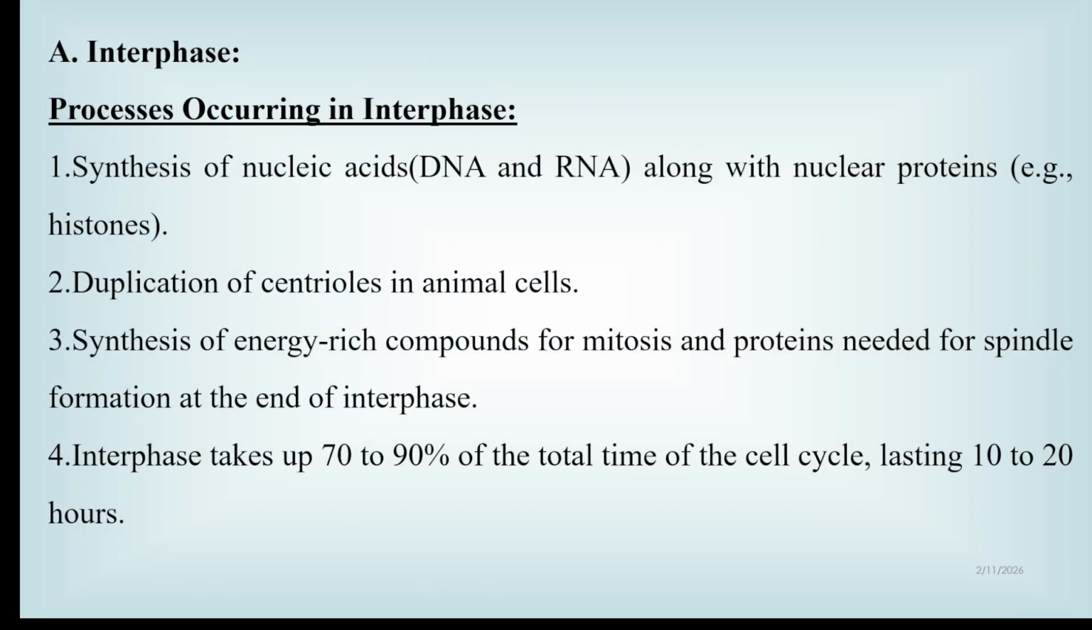What kind of functions occur in the interphase? First, synthesis of nucleic acids such as DNA and RNA, along with other nuclear proteins such as histone proteins. Then duplication of the centriole in the case of animal cells, and synthesis of energy-rich compounds for mitosis and proteins needed for spindle formation. Interphase takes up about 70 to 90% of the total time of the cell cycle, lasting for 10 to 20 hours.